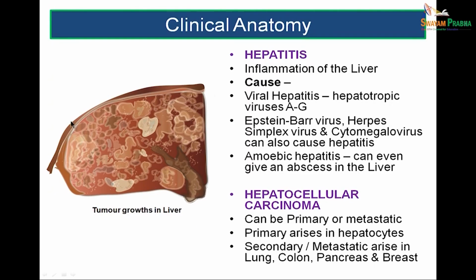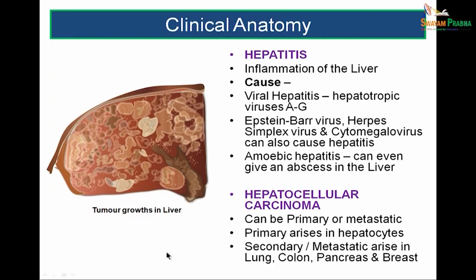This is a slide showing you liver cancer. You can see there are tumor masses growing within the liver tissue. They have even invaded the portal vein branches. This is called hepatocellular carcinoma and could be of two types. It could be a primary type or it could be a secondary type.